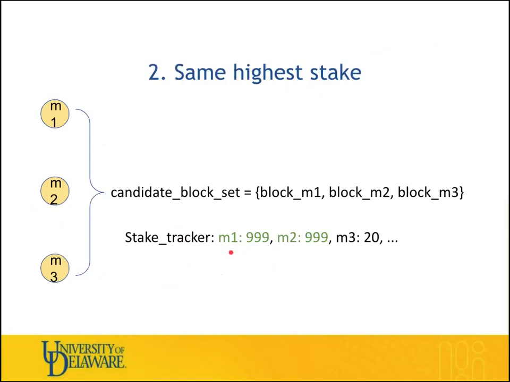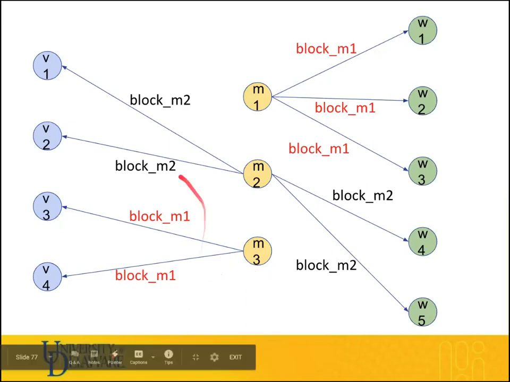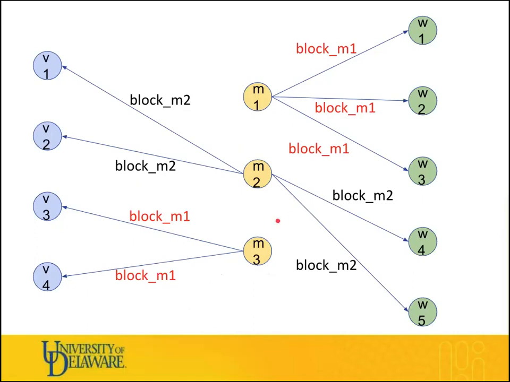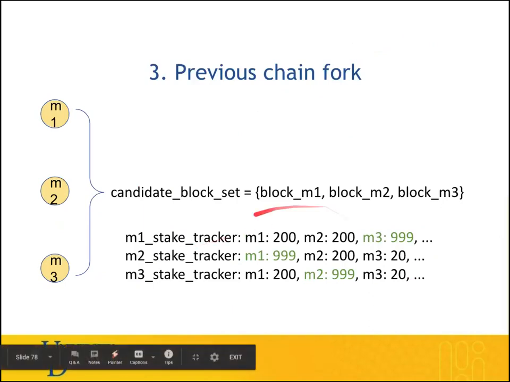Second, 2 nodes may happen to have the same highest stake, like M1 and M2, which both have 999. In this case, M1 and M2 will definitely favor their own blocks, while M3 happens to favor M1. Maybe it will choose M2 as well, but who knows, right? And due to the previous chain fork, the rewards record could be different in their newly appended block. Yes, so the stake information is out of sync as well.